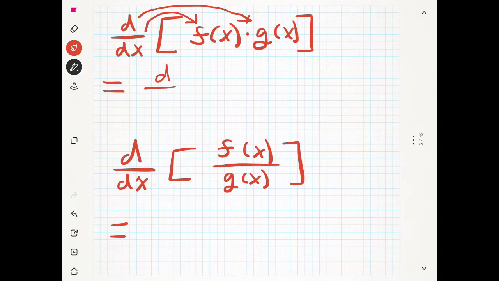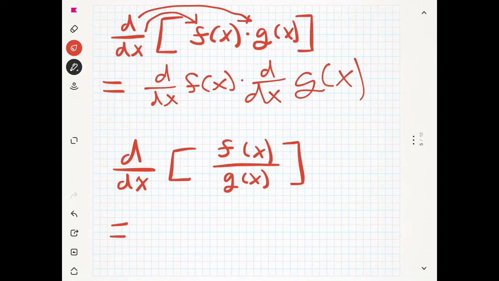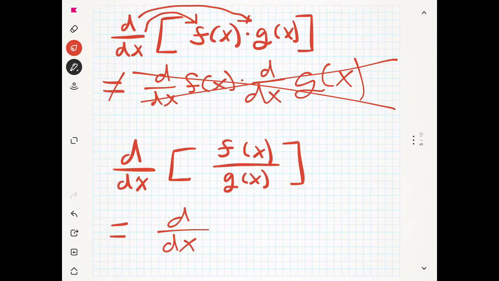You can't just do, oh, I'm finding the derivative of f of x times the derivative of g of x. You can't do that, right? This is not allowed. So you can't just open the brackets. That's not how it works, and that's not allowed. And for the division, or for the quotient, it's the same thing. You cannot do this: d/dx of f of x divided by g of x. This is not allowed as well.